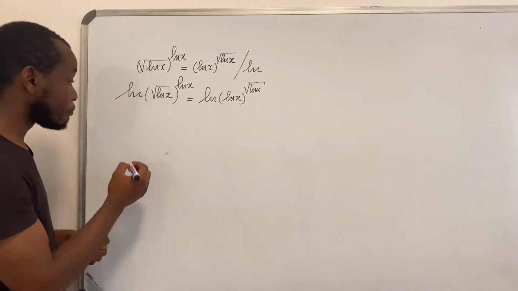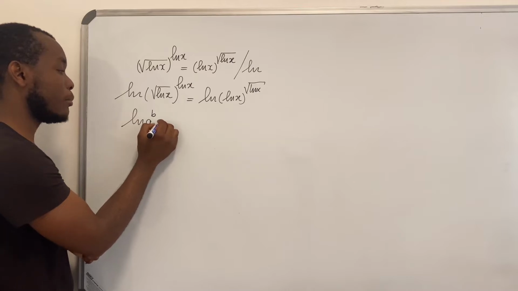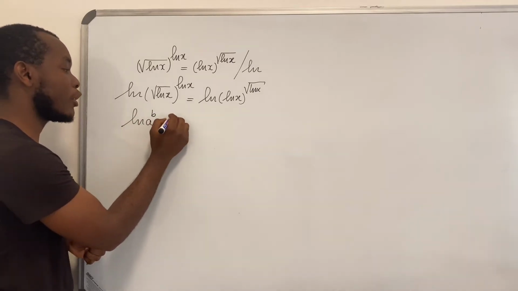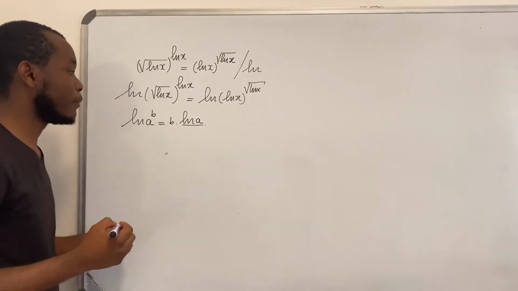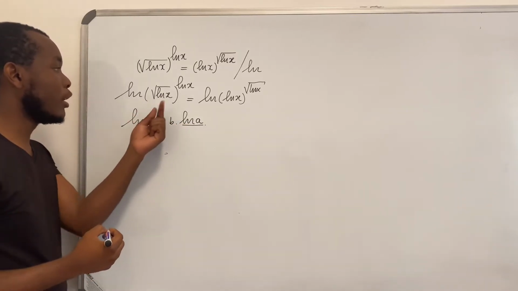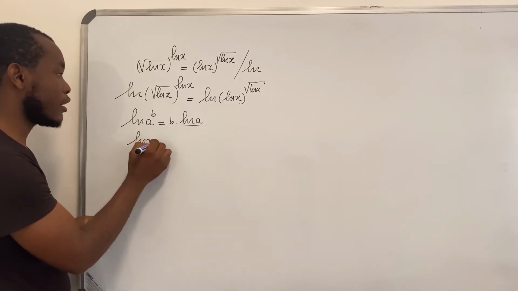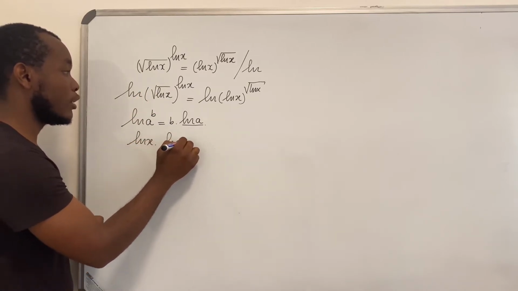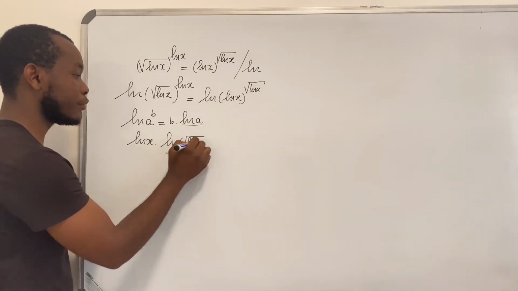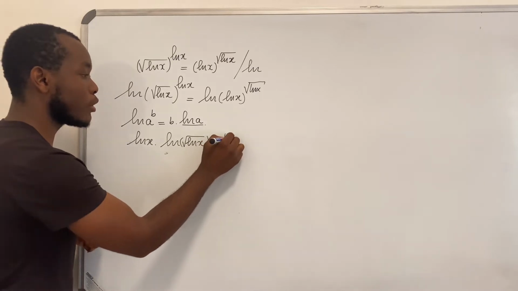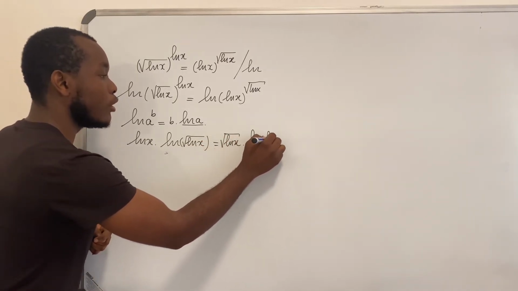All right. We know when we have log of a to the power b, we can send the exponent of the argument at the front, multiplying the log of a. So if we apply this rule here, we can send this exponent to the front, then we're going to have ln x times ln of the square root of ln x equal to the square root of ln x times ln of ln x.